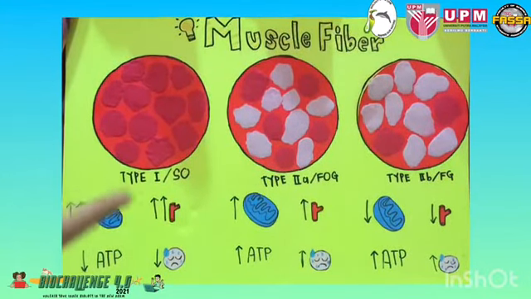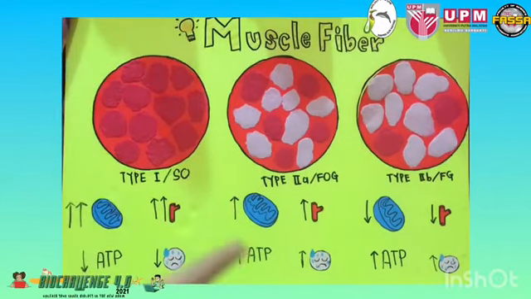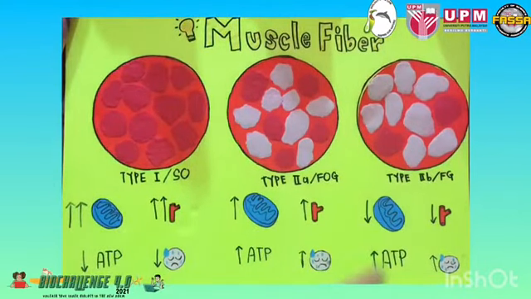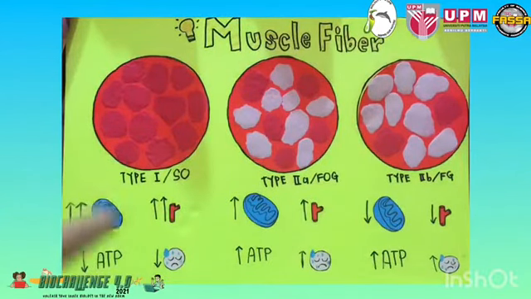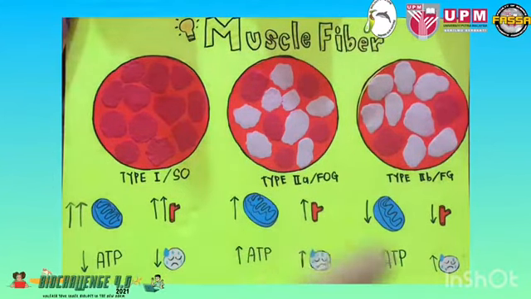The slow contractions of the muscle generate low splitting of ATP, while type 2A results in higher ATP splitting, and type 2B also higher ATP splitting. Type 1 muscle fibers' ATP splitting is low, while for 2A it is high, and type 2B also high. This is because type 1 needs less energy, while type 2A and 2B need more energy.